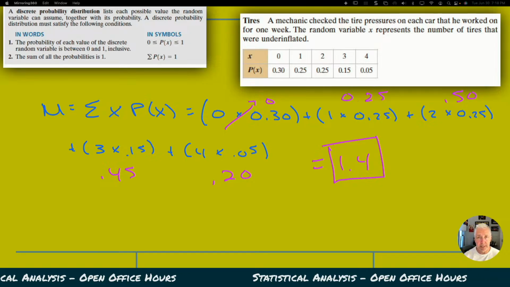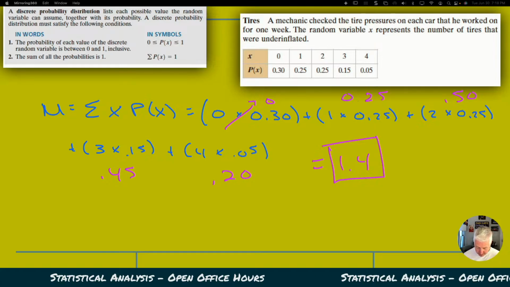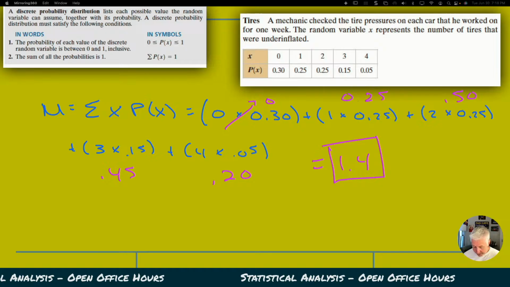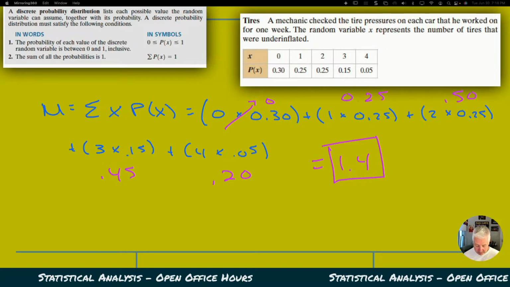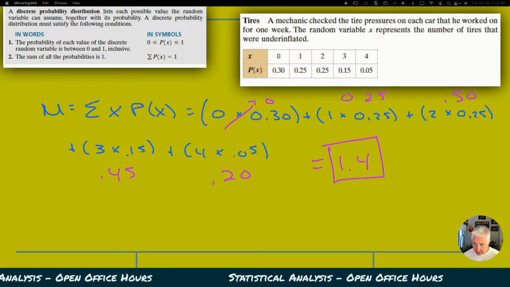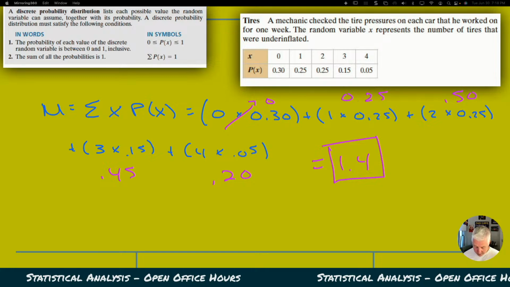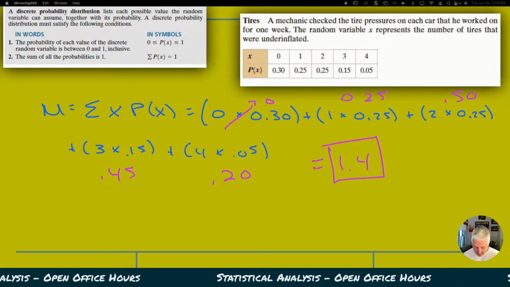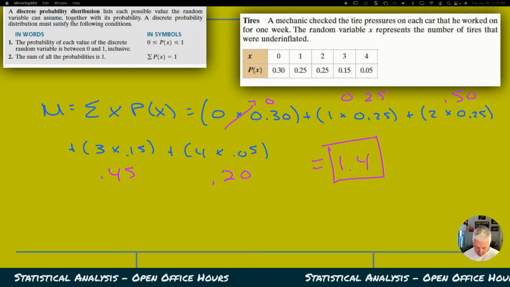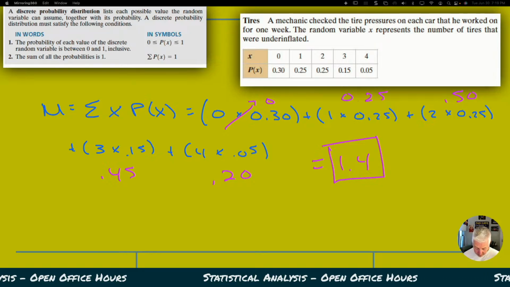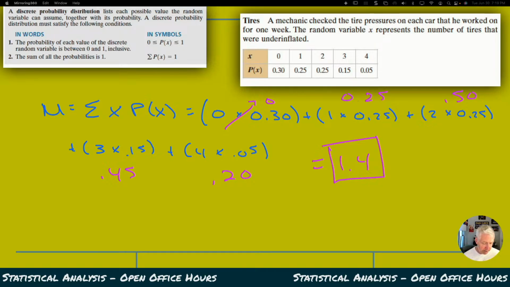Okay, so how do I do this in the calculator? I'm going to put these numbers in my calculator real quick, then come back and put all this into an online calculator so you can see it firsthand. So I've got 0, 1, 2, 3, 4, and then 0.3, 0.25, 0.25, 0.15, 0.05. Okay, I've got those in, so at least I have them in front of me.